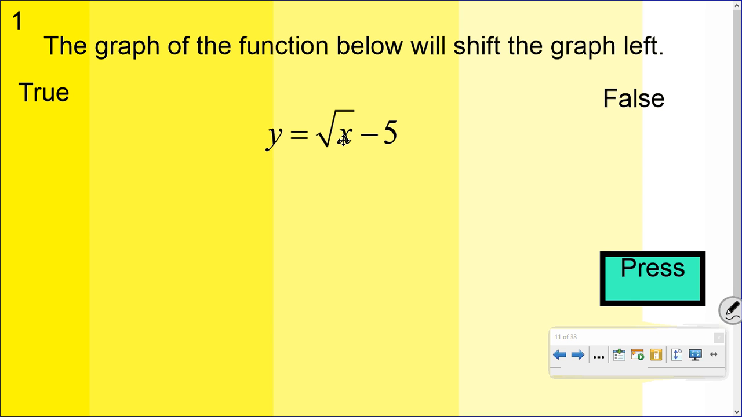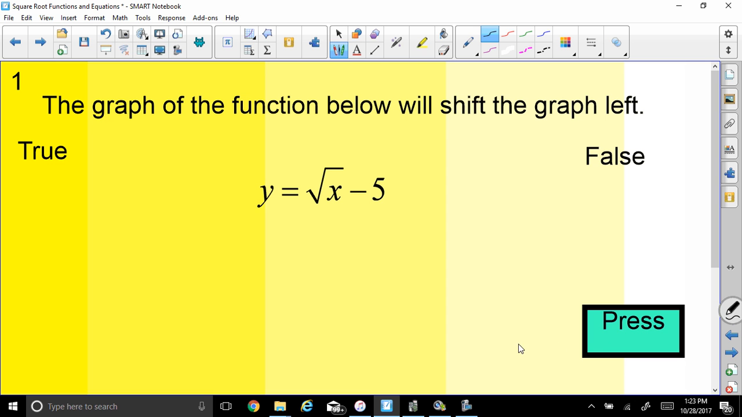Well, I have a square root. So if it's going to shift it left, it's got to be on the inside of the graph. This is on the outside. We just saw that a second ago. If it's outside of the square root sign, it's going to cause it to go down. So this is false.